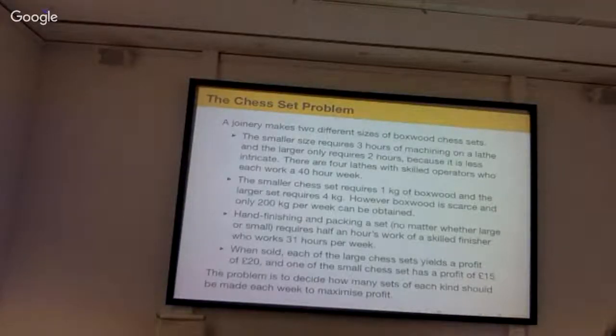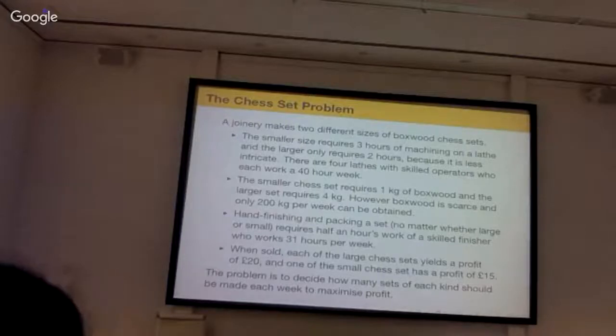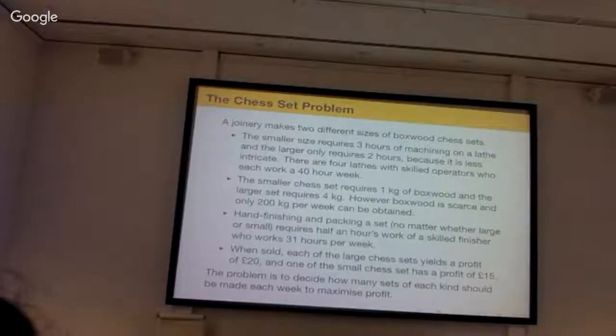And then the second resource that is required is wood, because you're making wooden pieces. So the smaller set wants 1 kilo of wood, and the large set wants 4 kilos of wood. And then there's a finishing of each set, which takes some time in a finisher's workshop. So these are the 3 resources that are needed to produce a chess set.